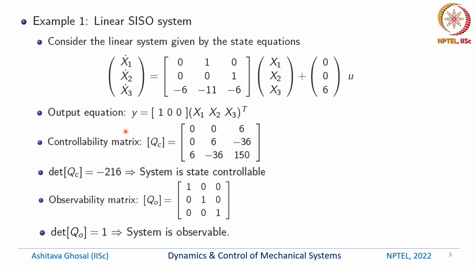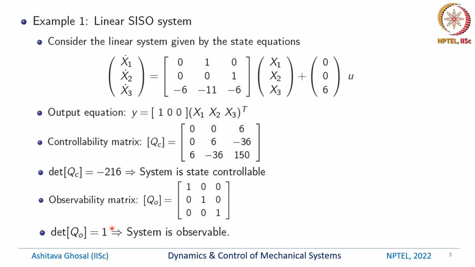So we can compute the controllability matrix QC, which is given by first column G, second column F into G, the third column F square into G. And we will get 0, 0, 6 from here, then 0, 6, minus 36, then 6, minus 36, 150. So if you compute the determinant of QC, we will get minus 216. So hence the system given here is state controllable.